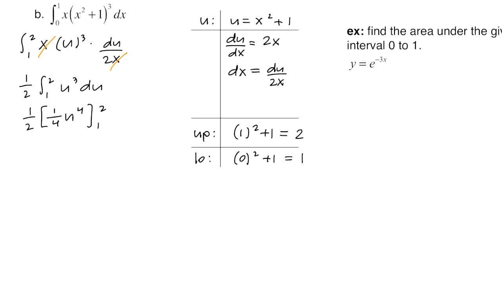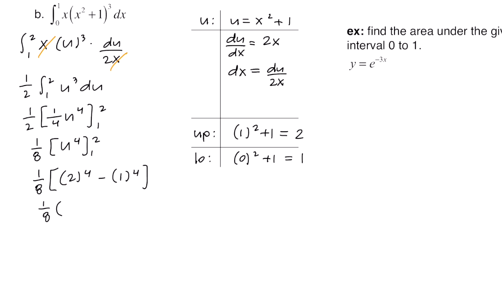Okay, so what I'm going to do next is I'm going to pull this 1/4 to the front, making it a 1/8. And then again, because this is a definite integral and because we converted our limits, we don't need to plug u back in. Instead, we just take these converted limits and plug them straight in for u. So we plug in 2 minus plugging in 1. 2 to the 4th is 16. 1 to the 4th is 1. So we end up getting 15 over 8.